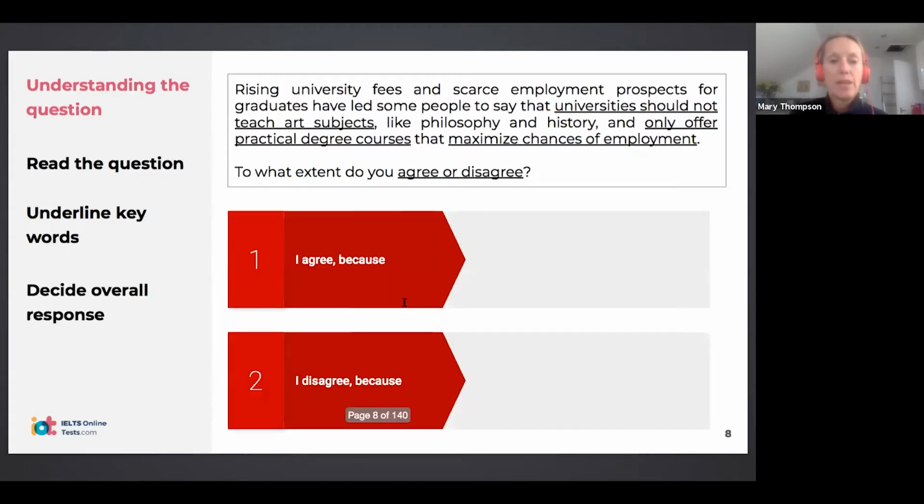Okay, so let's have a look at it. So you need to decide your overall response. So decide whether you agree or disagree, and then why. Okay, so in order to do that, you just need to list a few reasons. So the first one, I agree because. Okay, so Manjeet is saying he or she agrees. Why do you agree? Can you think of any reasons?